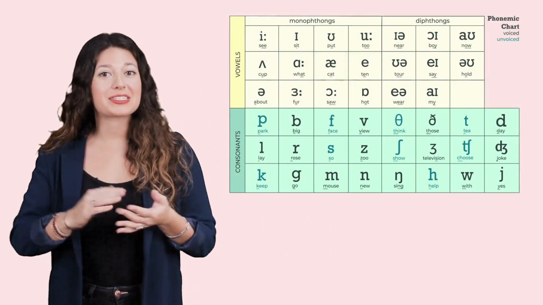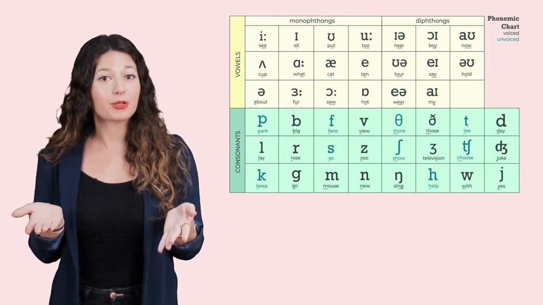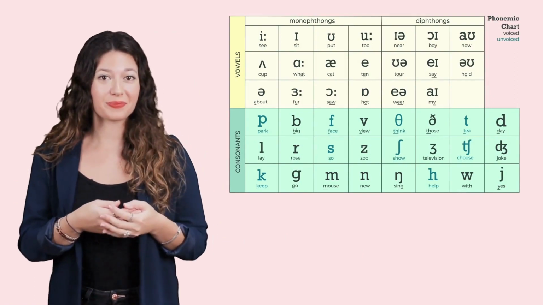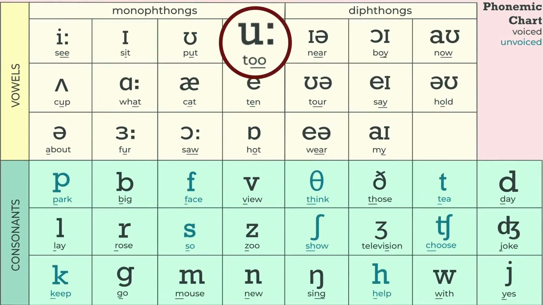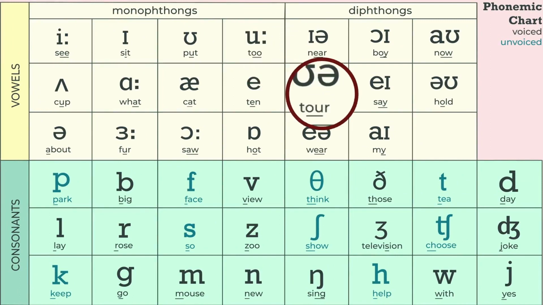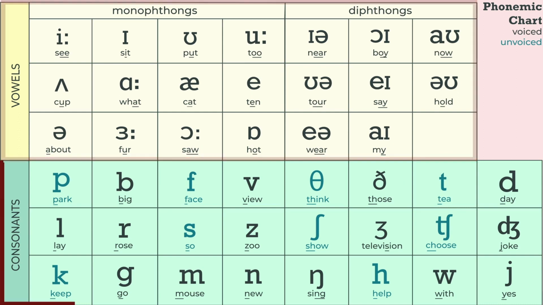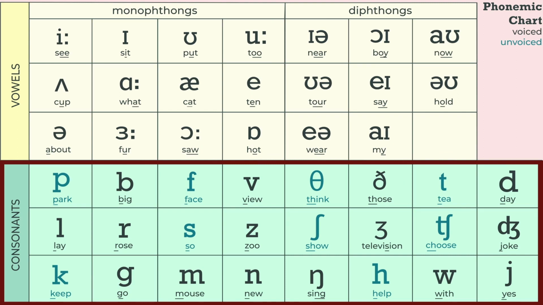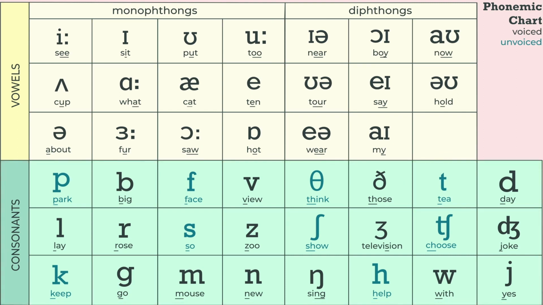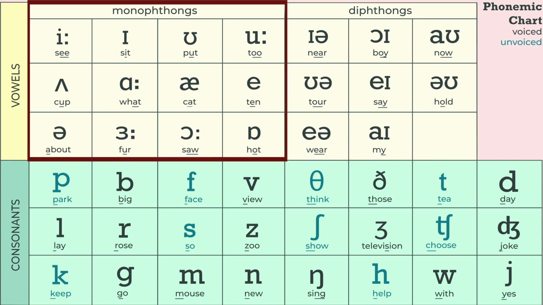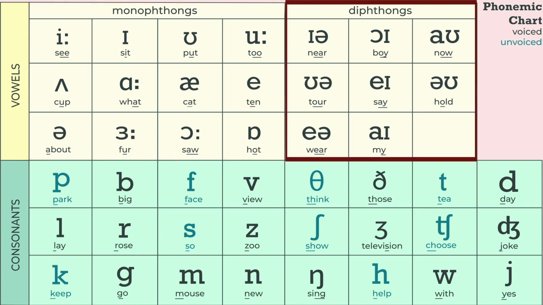The IPA chart is composed of 44 alphabetic symbols, each representing a sound. For example, the U sound as in two and the T sound as in tea. As you can see in this chart, there are 2 major groups, 20 vowels and 24 consonants. Each group is divided into smaller categories. Among 20 vowels, there are 12 monophthongs and 8 diphthongs.